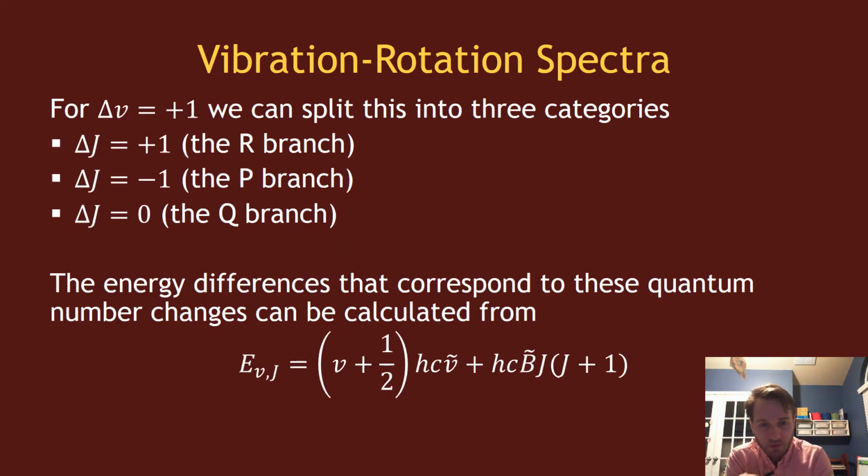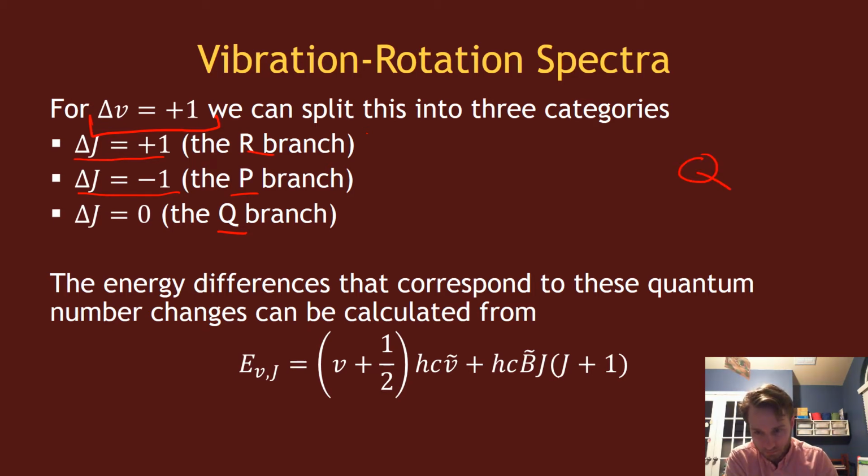We're going to first talk about when we're absorbing energy in the vibrational state, so delta V is +1. When we do that, we can break up this vibrational energy change into three potential branches: the R branch, P branch, and Q branch. Q is delta J of 0, P is related to delta J of -1, and R is delta J of +1.